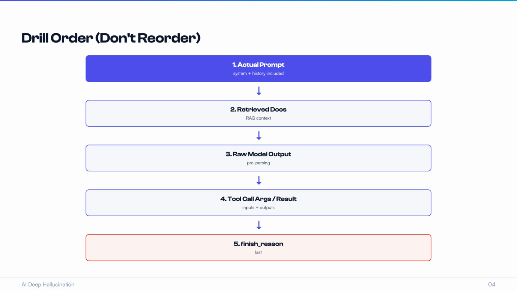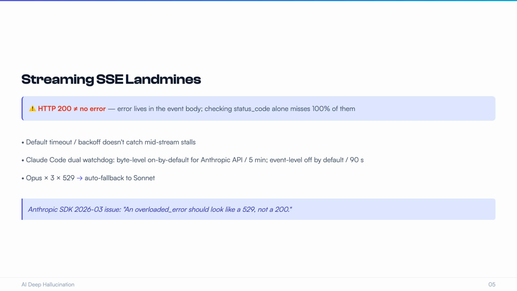Streaming chat has a massive trap. A March 2026 Anthropic SDK issue nailed it. An overloaded error should look like a 529, not a 200. The error is buried in the event body. Any caller checking status code alone for retry decisions gets the wrong answer 100% of the time. Exactly, deeply counterintuitive.